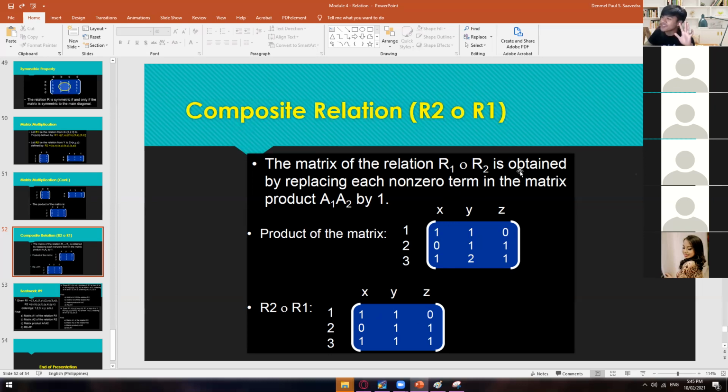So here's the key point: just replace each non-zero term. Regardless of the value of that term, 100, 1,000, 1,000,000, even a trillion, just replace that one by 1. So that is why this 2 became 1. Actually, this composite relation is like a bonus. So, that's it for your module 4.